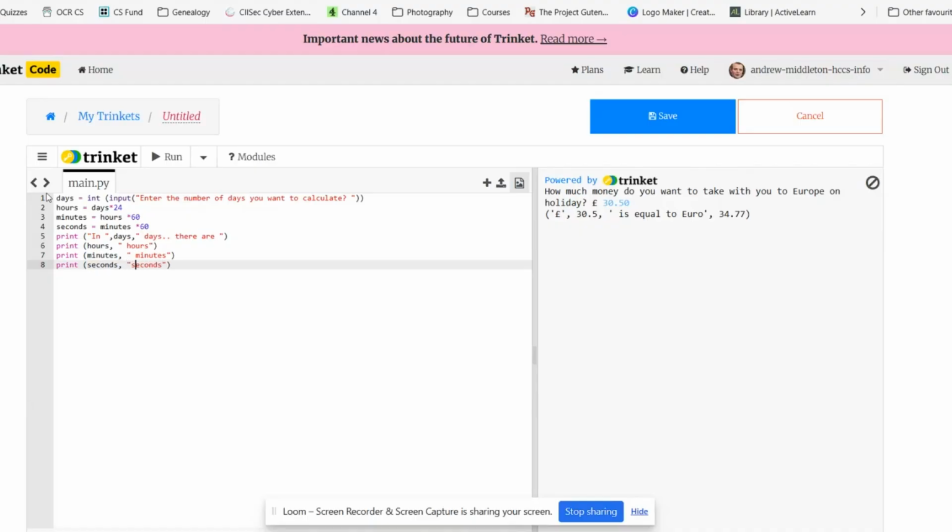So each one of those is allowing me to specify the variable, the container that's got the number of hours, the container that's worked out the number of minutes, the container that's worked out the number of seconds, and then putting the word seconds after it. That's why that second word's in quotes, because it's just the word. And so when I run that, it says how many days I want to calculate, and let's put in 5 days, let's put in a week. And it says in 5 days there are 120 hours, 7,200 minutes, and a ridiculously large number of seconds.